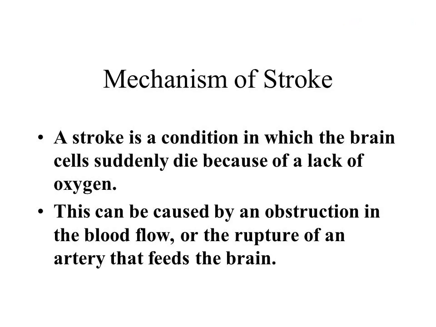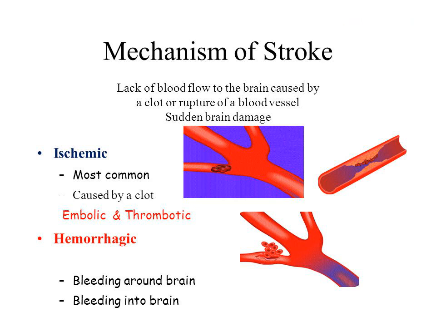Mechanism of stroke. A stroke is a condition in which the brain cells suddenly die because of a lack of oxygen. This can be caused by an obstruction in the blood flow, or the rupture of an artery that feeds the brain. Mechanism of stroke: ischemic, hemorrhagic.